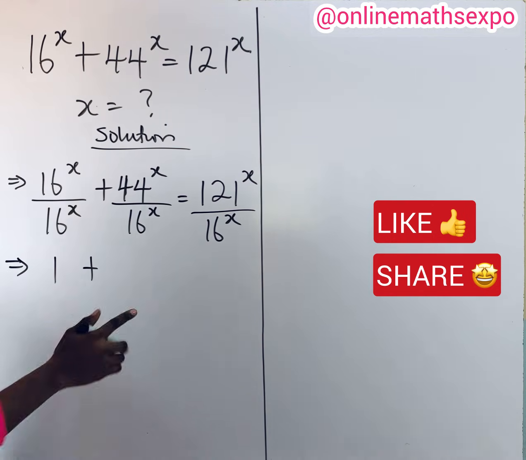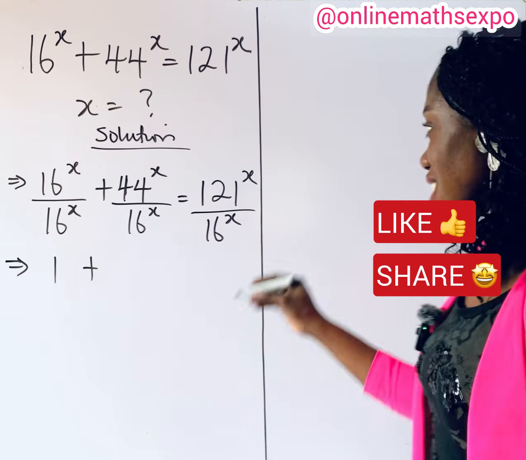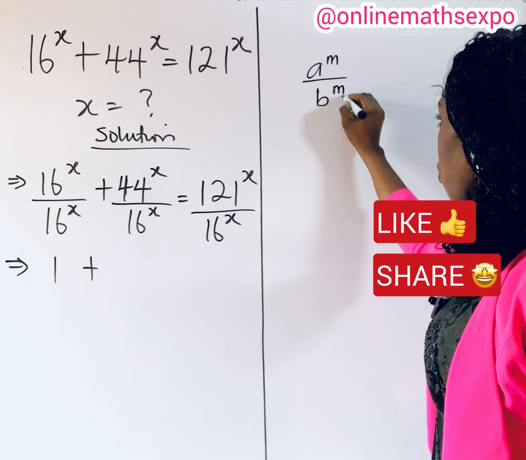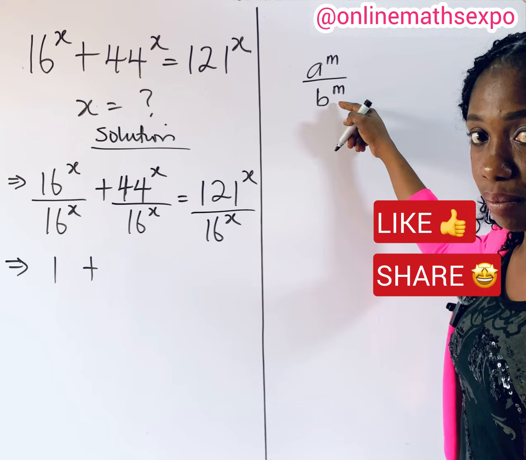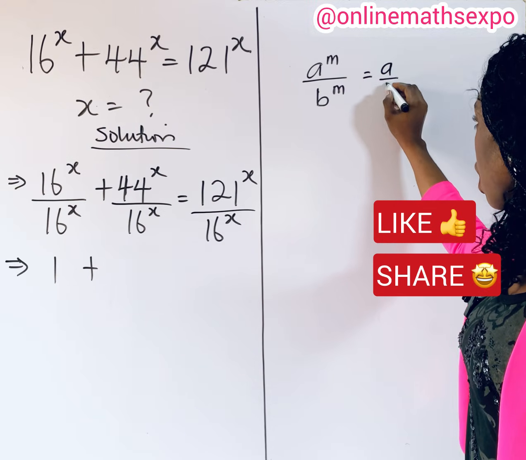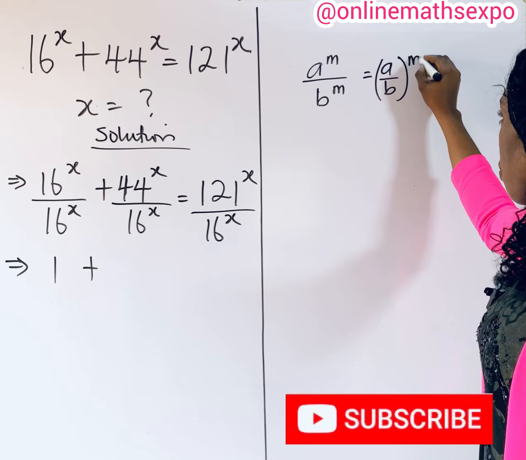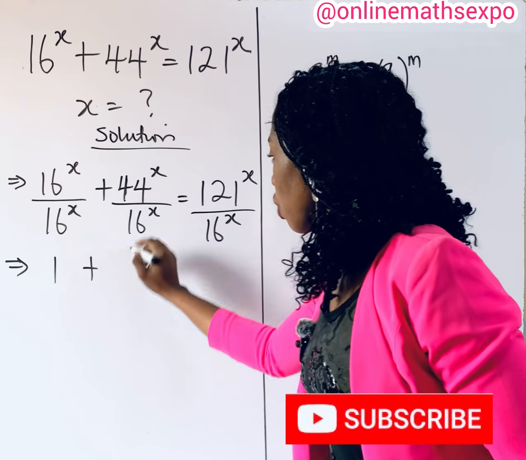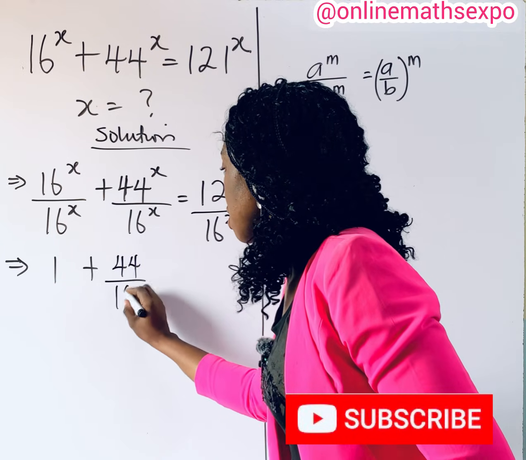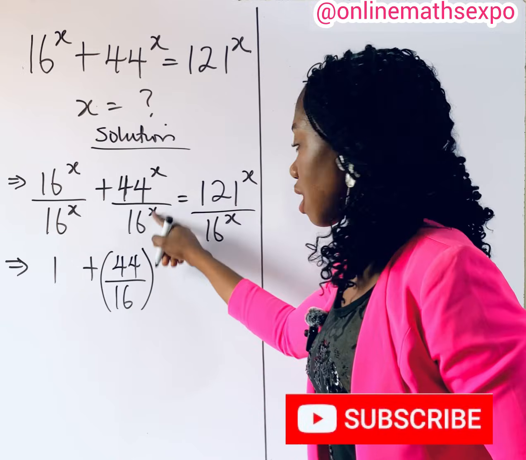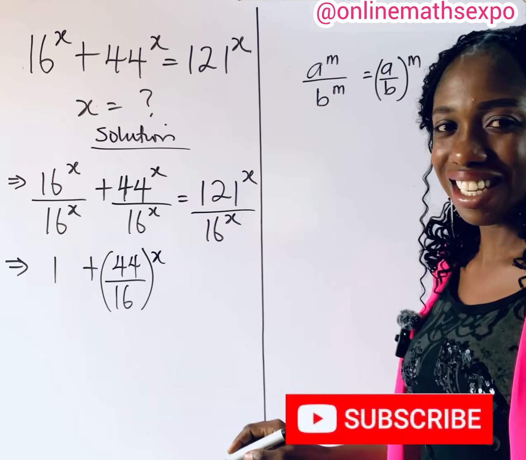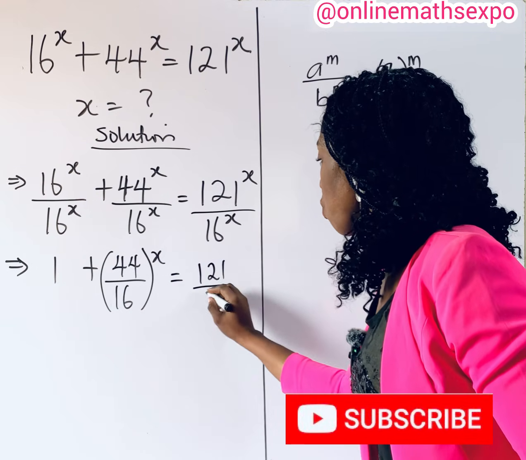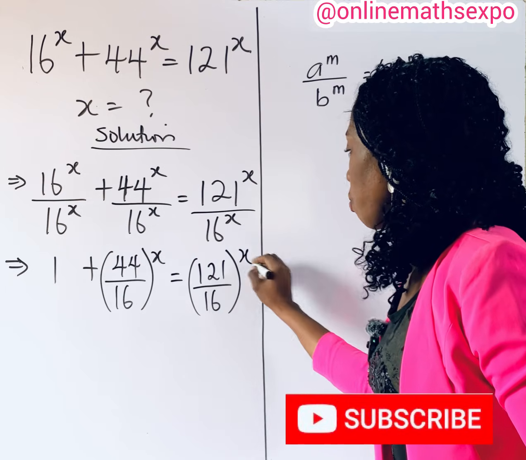Now, what do you do here? Just remember this rule of exponents that says when I have a to the power of m divided by b to the power of m, provided the powers are the same, what you simply need to do is to have a divided by b, then raise it to the power of m. Did you see that? So we can apply it here. We are going to have 44 divided by 16 raised to the power of x, the powers are the same. Interesting. Is equal to, do the same here: 121 divided by 16 raised to the power of x.